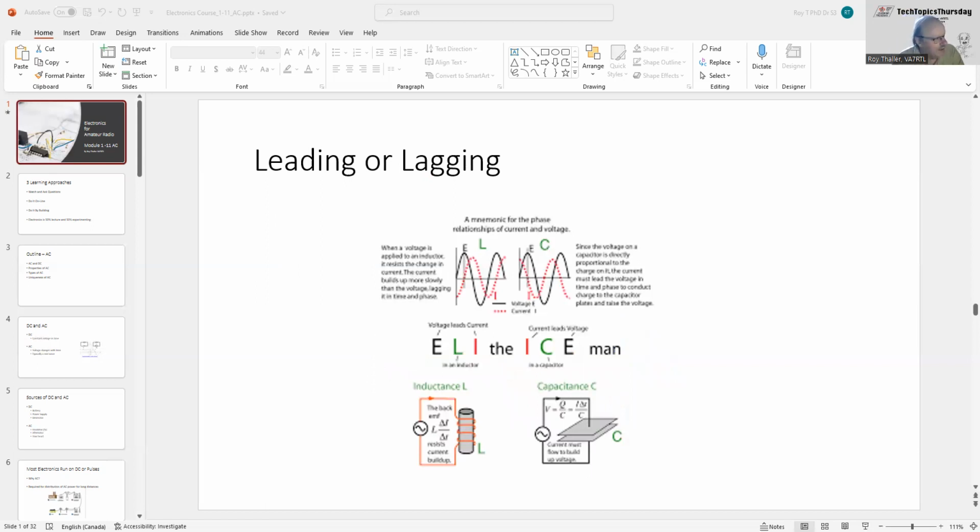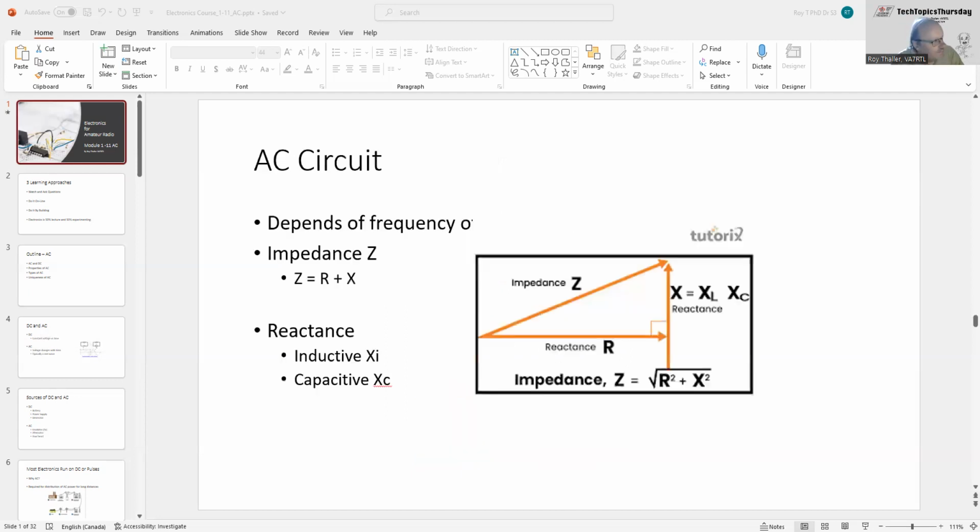There is an expression called ELI the ICE man. If you have an inductor, which is basically a coil, the voltage leads the current. And if you have a capacitor, the current leads the voltage. So they came up with this expression, ELI the ICE man, so you could remember it. If you were to look at it on the oscilloscope, you would actually see a difference between the voltage and the current. When we talk about inductance and capacitance, we'll try to demonstrate this on the oscilloscope, so you can see the difference in the waveforms. So we'll cover this again.